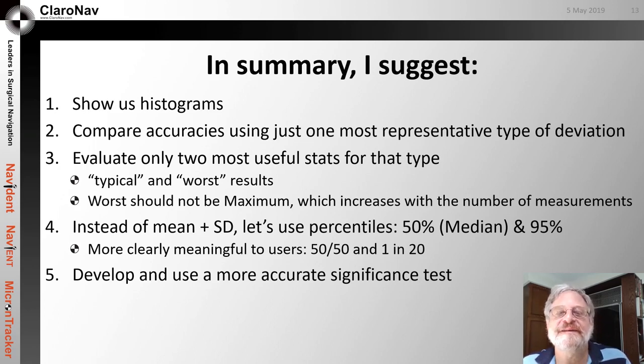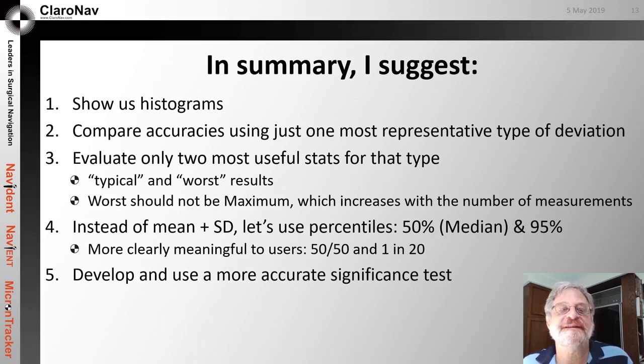For the bad guy, the maximum comes to mind, but unfortunately maximum is just a single sample and its value depends on how many samples were collected. The more samples for the same system, you'll get a higher maximum. So let's pick the 95th percentile instead. The deviation will be higher in only 1 out of 20 cases.